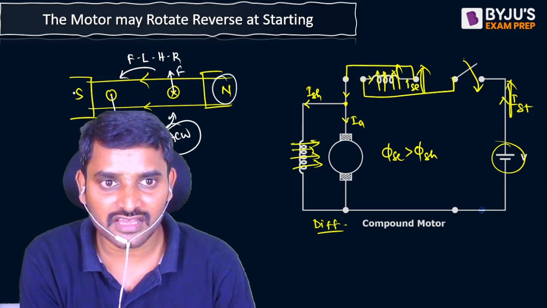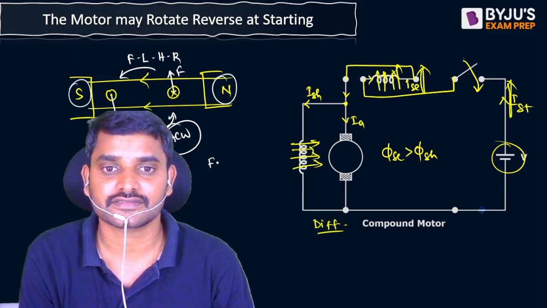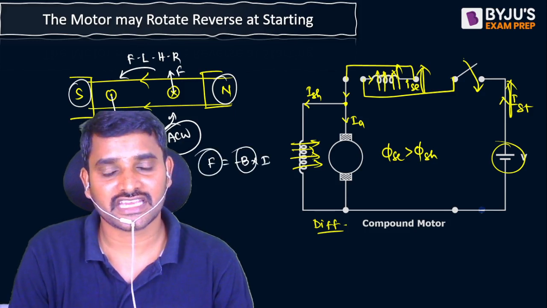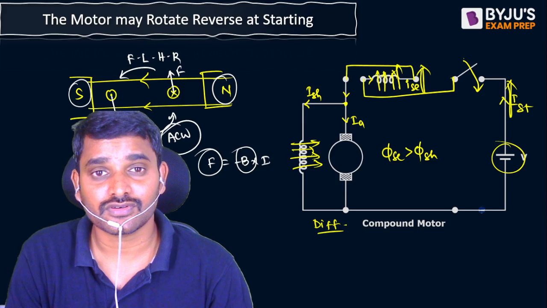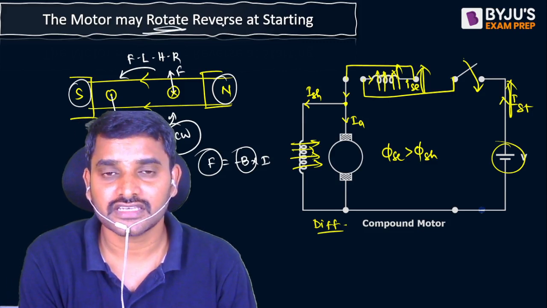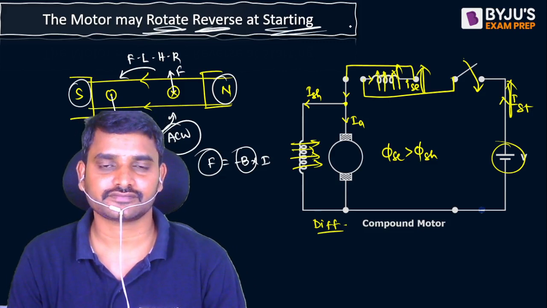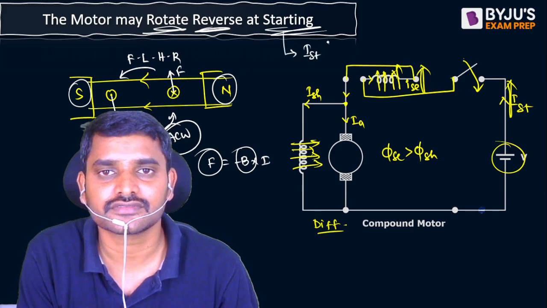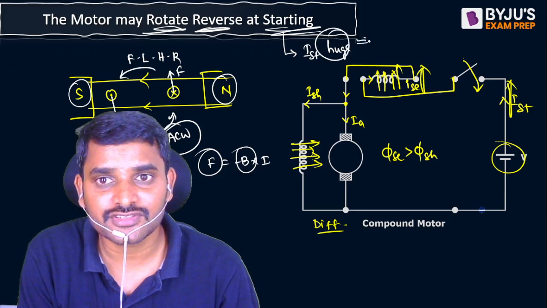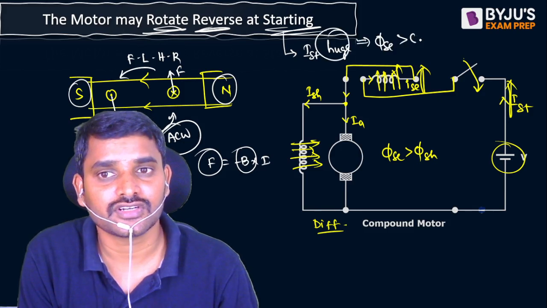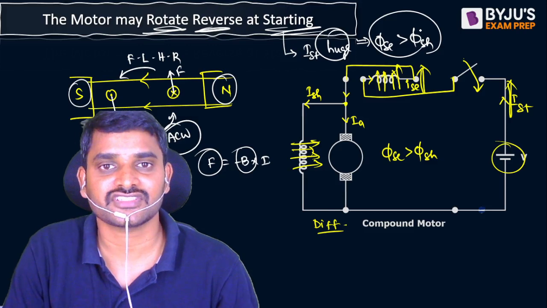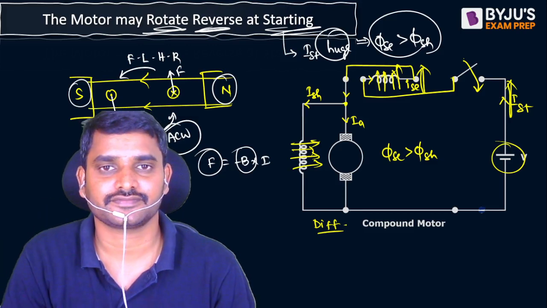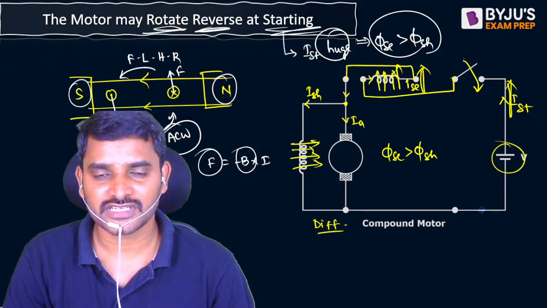Here is the reversal of flux polarities. And due to that we are getting an anti-clockwise force, and therefore the motor may rotate in reverse at the time of starting. Why only at starting? Because starting current is very huge, and it leads to series field flux higher than the shunt field flux, and the resultant flux establishment will get reversed. I hope it is clear for everyone.